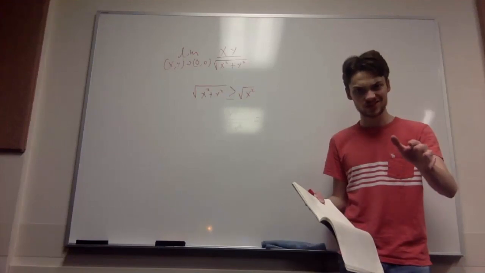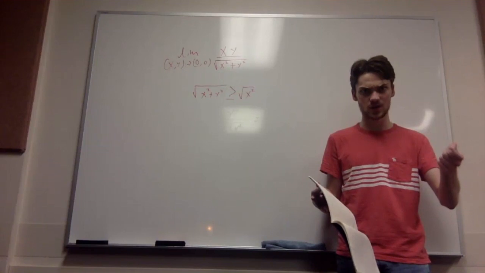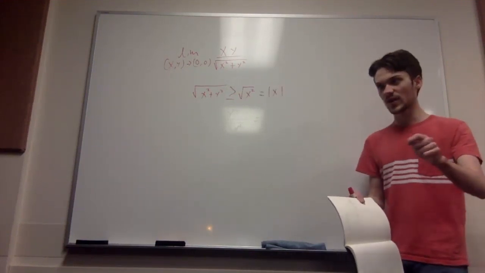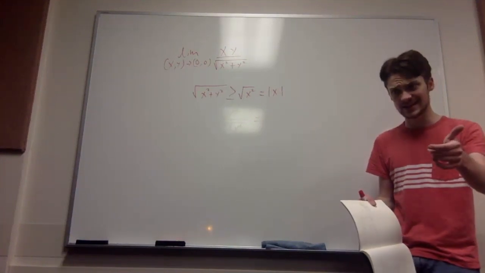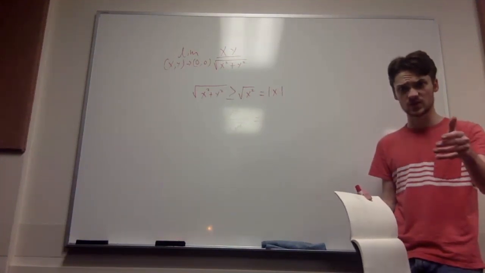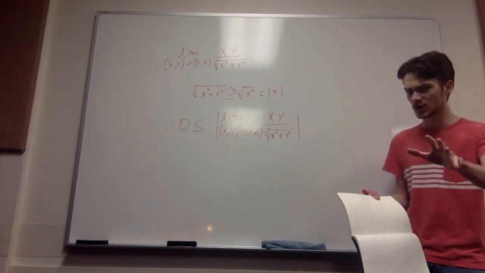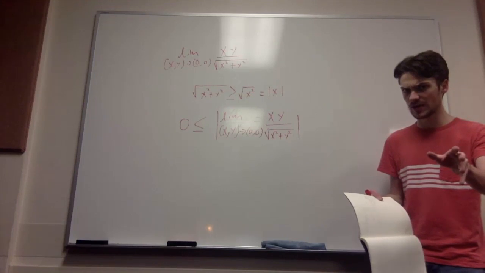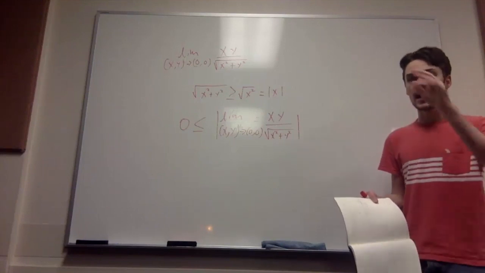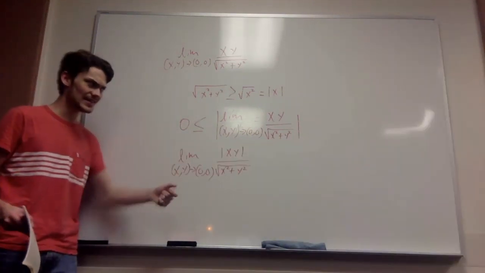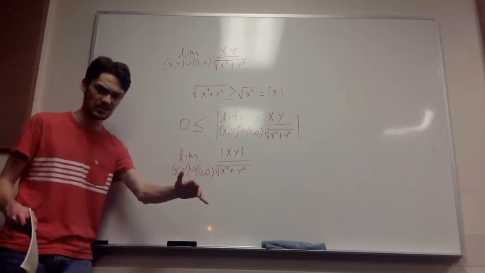Here's how. We know that the square root of x squared plus y squared is going to be greater than the square root of x squared. We also know that the square root of x squared is just equal to the absolute value of x, since if you plug in a negative number into the square root of x squared, you are just going to get the absolute value of that negative number. We know that the absolute value of this limit is going to be greater than or equal to 0. It is impossible to take the absolute value of any number and have it be less than 0. We can translate this into this. We simply take the absolute value of the numerator and leave the denominator alone.